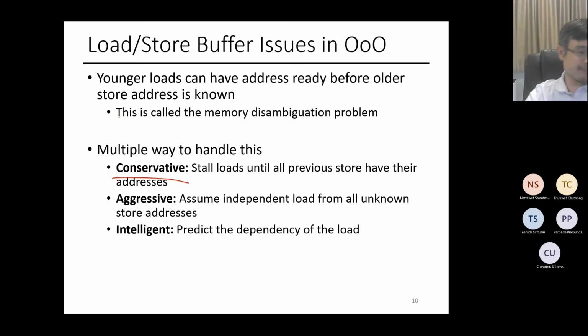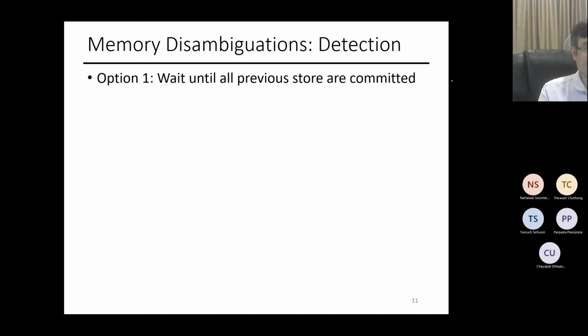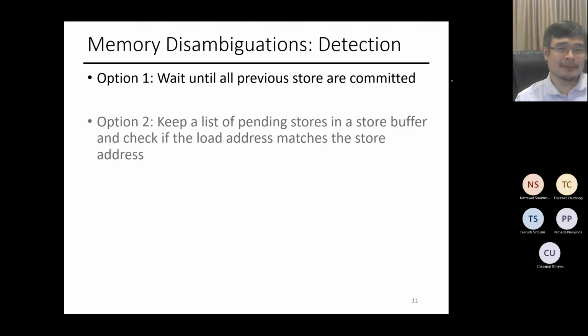Alright, so the key problem here with memory disambiguation is, first of all, detection, right? Option 1 again is the conservative option. I'm going to wait until the previous store is committed, so I know exactly what the address is. So that's my first option.